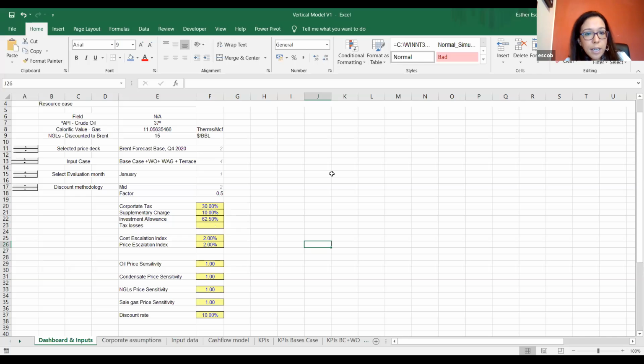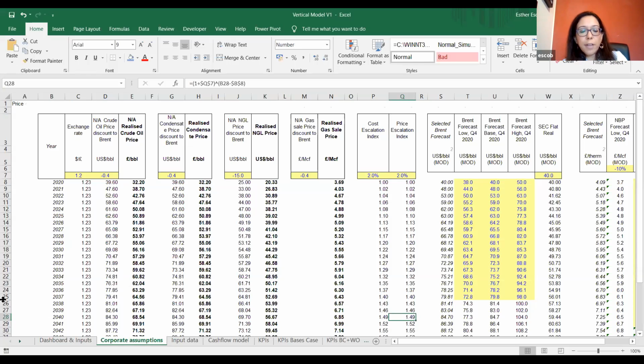In the case of this dashboard, because it's a UK model, here we can see the tax fiscal terms and some features that we can apply for the model, okay? And also some sensitivities we can apply here. On the next tab, we have the corporate assumptions, and I'm going to talk a little bit about these corporate assumptions.